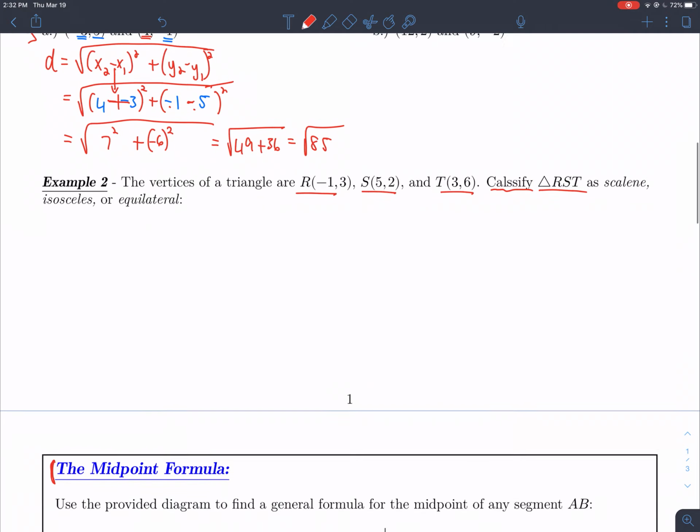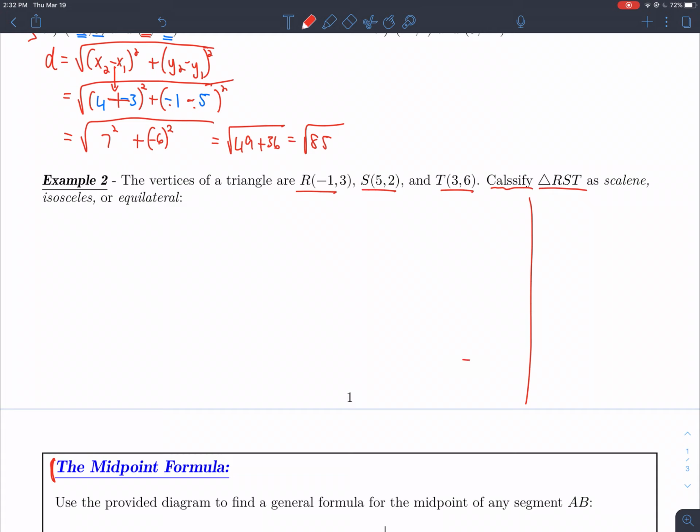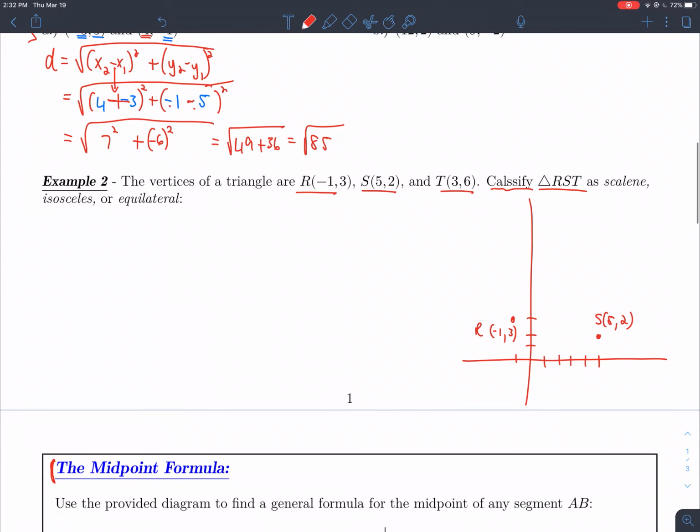You can draw the picture for this if you really want to make yourself comfortable with what's going on. R is -1 and 3. Okay, so that would be point R, -1 and 3. And then point S would be 1, 2, 3, 4, 5, and 2. Okay, 5 and 2, that's point S. And then point T would be 3 and 6, 1, 2, 3. So 3 and 6 would be up here. This is point T.